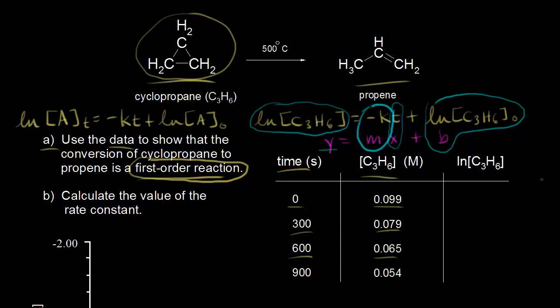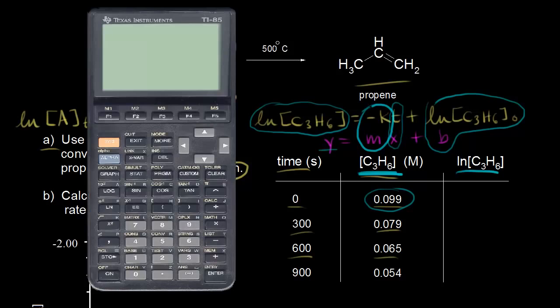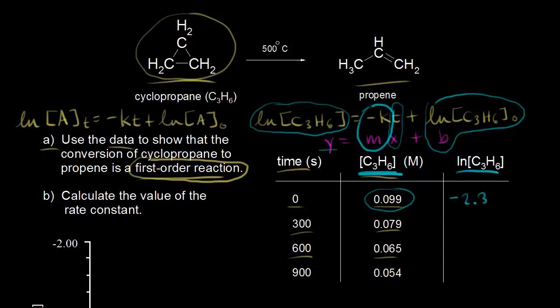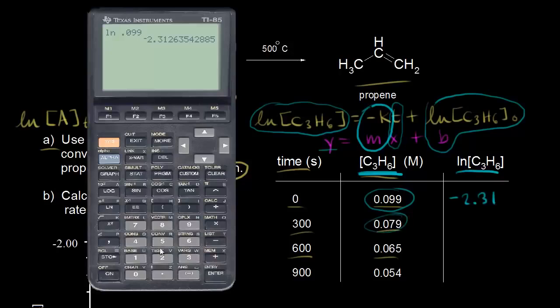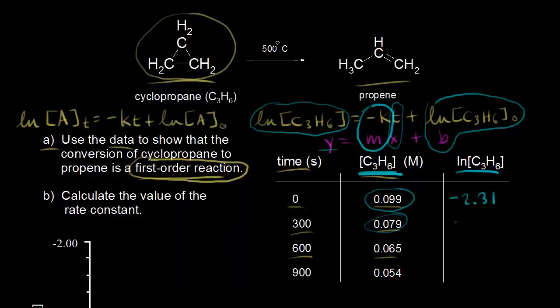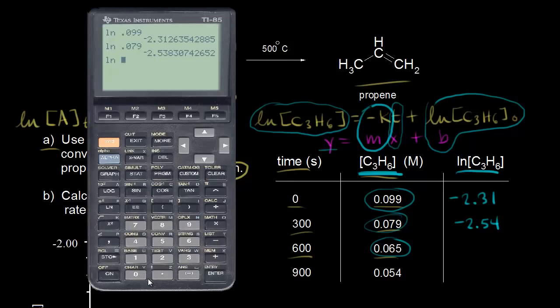To graph that, we need to figure out the natural log of the concentration of cyclopropane. Right now we have only the concentration, so we need to take the natural log of all these numbers before we graph. The natural log of 0.099 gives us negative 2.31. Next, the natural log of 0.079 gives us negative 2.54. Next, the natural log of 0.065 gives us negative 2.73.